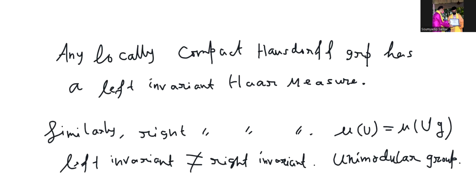Now the thing is that the left invariant Haar measure may not be equal to the right invariant Haar measure. And if in a group these two coincide, that is, the left invariant Haar measure is also right invariant and vice versa, those kinds of groups are called unimodular groups. Those are very important in number theory, and also connected to the study of the upper half plane. Sometimes people study the upper half plane in number theory where they put something called the hyperbolic measure. There the study of unimodular groups actually helps. So yeah.